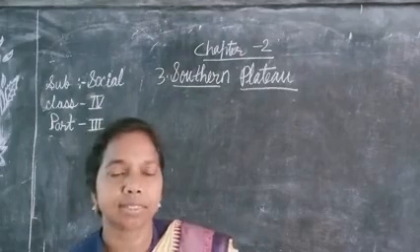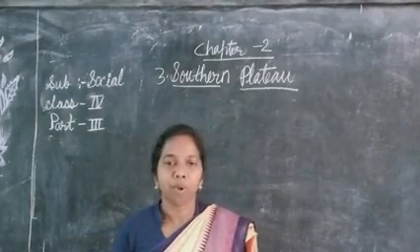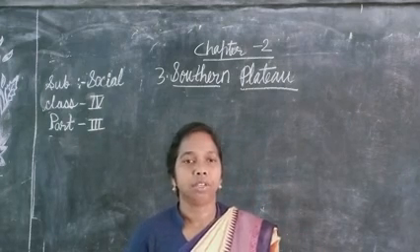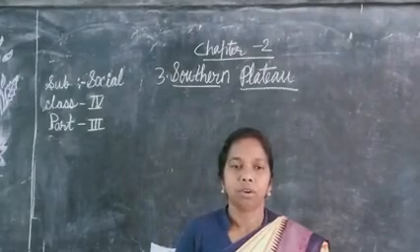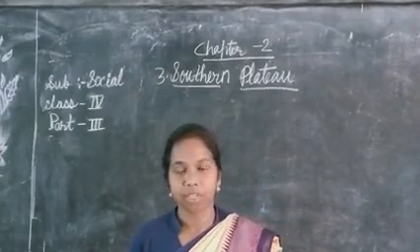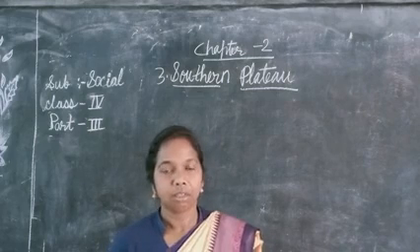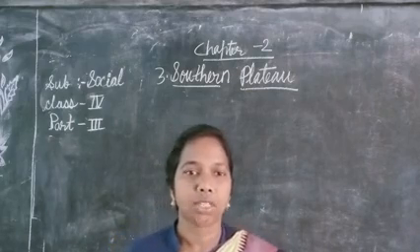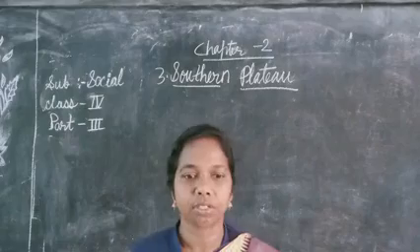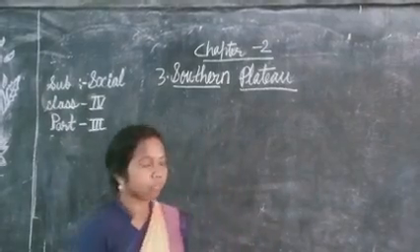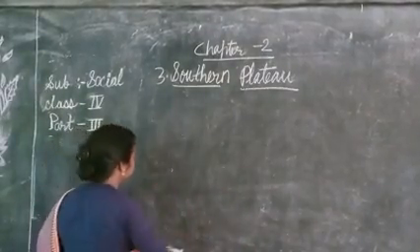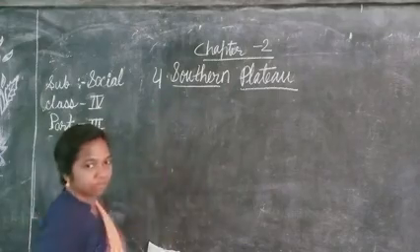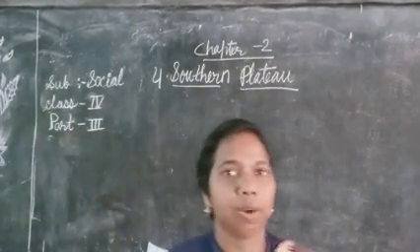Dear students, in the last part, part 2, we have seen the physical divisions of India. It is divided into 6. Till the third part we had seen, the last was the Great Indian Desert. Now we will see the fourth one. The fourth one is the Southern Plateau.